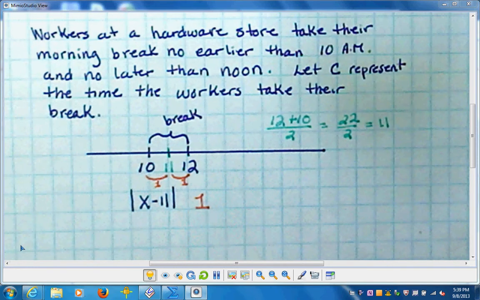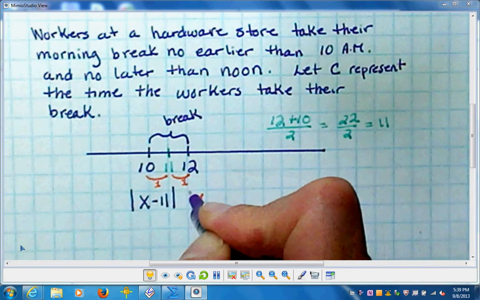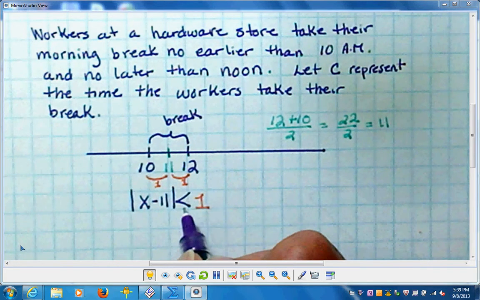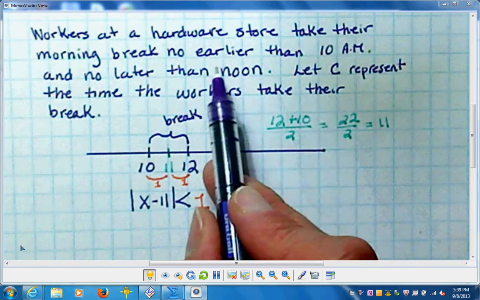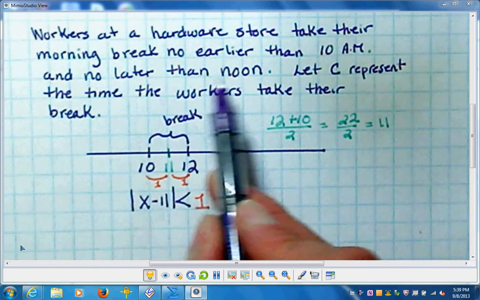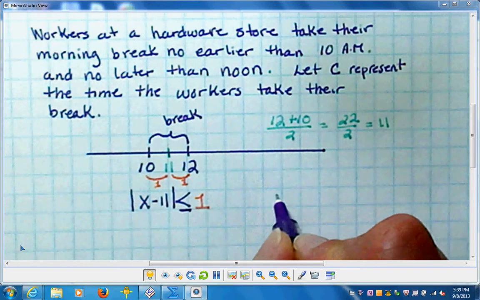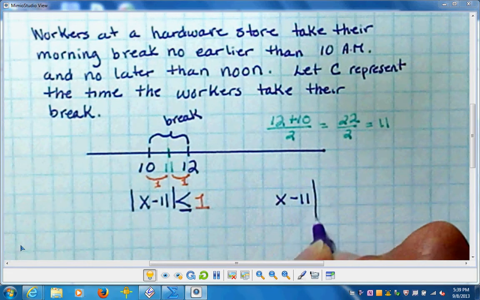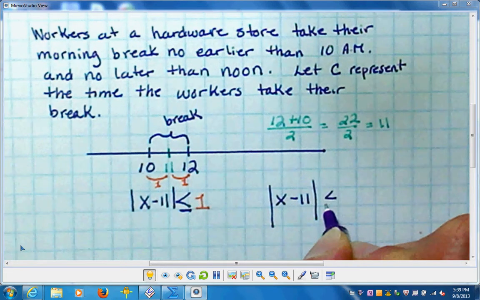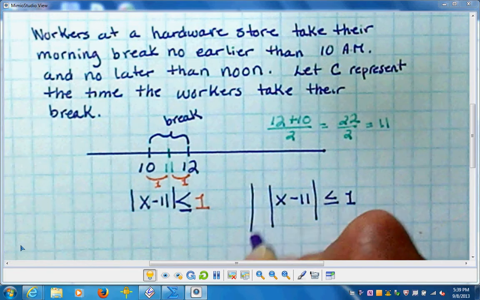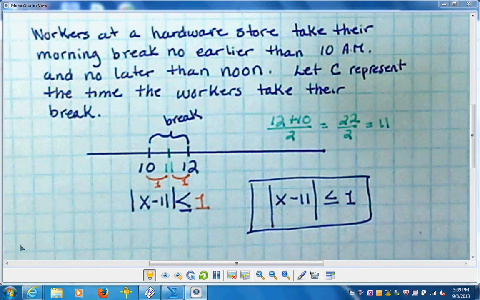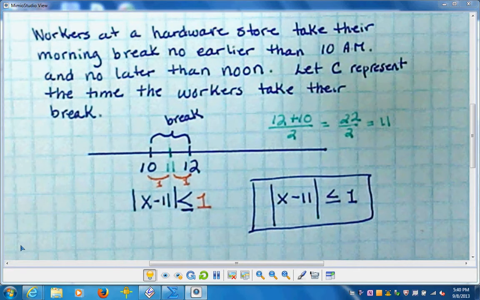So my distance has to be less than 1, doesn't it? So then that means if my distance is less than 1, then I can write less than 1. No earlier than 10, no later than noon. So I could put a less than or equals to sign. So that means I'm going to write this a little bit better so we can see it. X minus 11 with the absolute value less than or equal to 1. So that would be my equation for that particular problem.